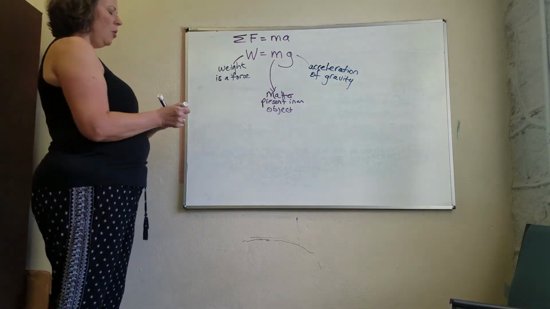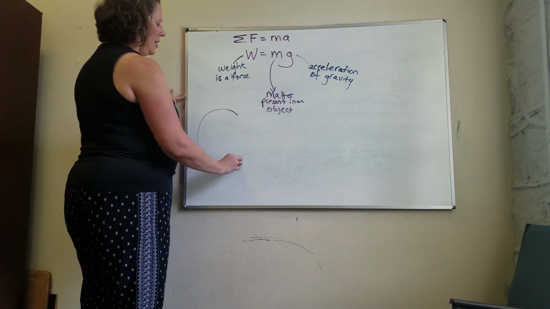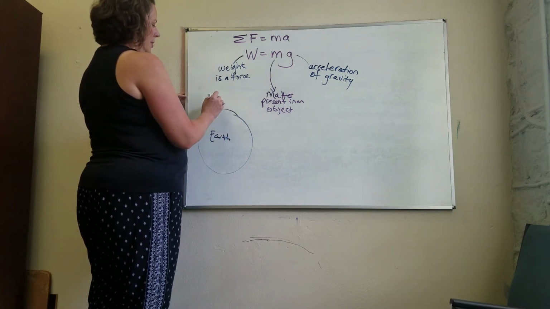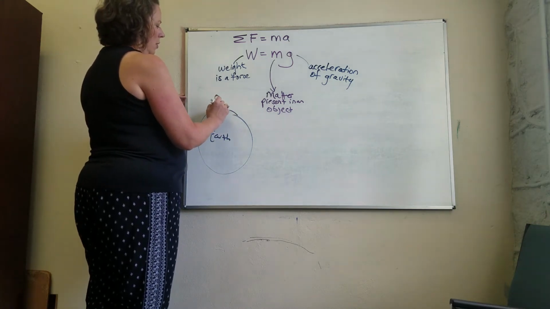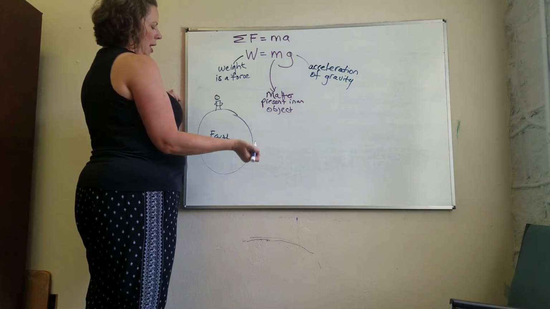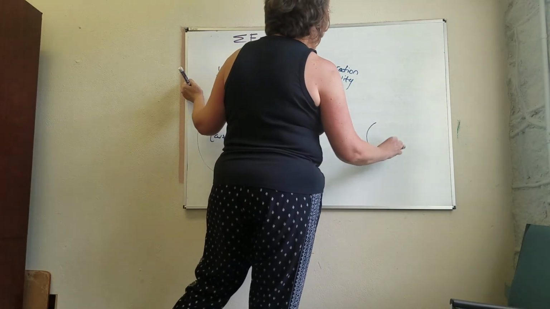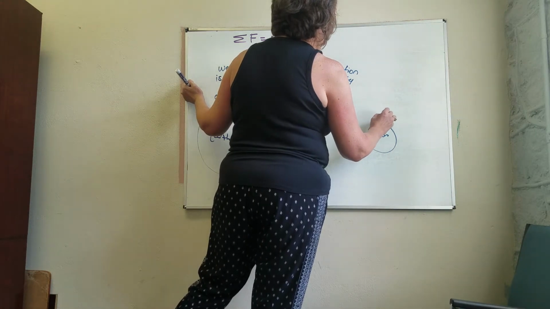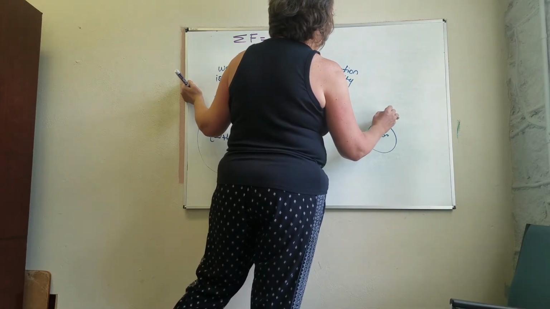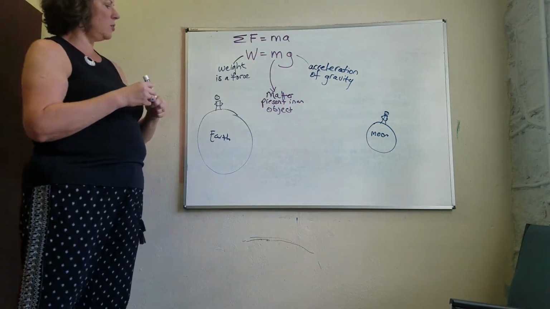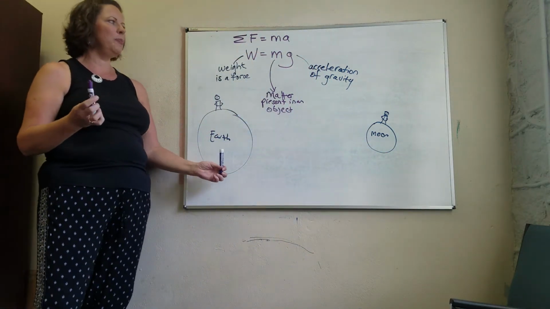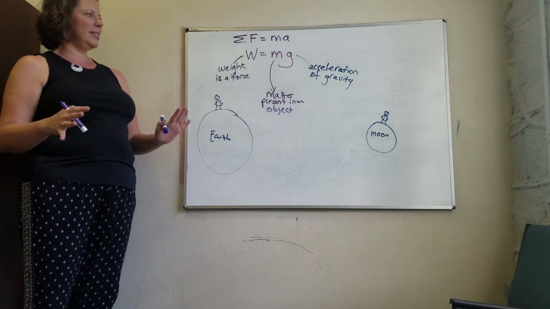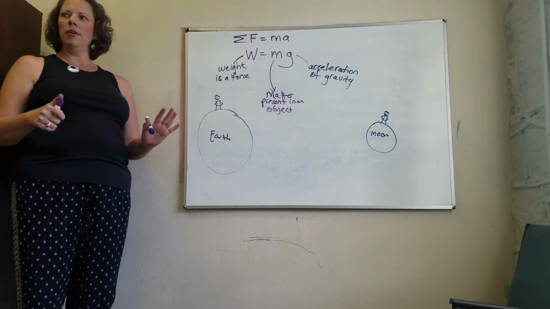So how would it change if I had somebody like us standing on Earth versus someone like us standing on the moon? Are both of their quantities, weight and mass, going to be different? Is one of them going to be different and one's going to stay the same? Mass would be the same, but weight different.